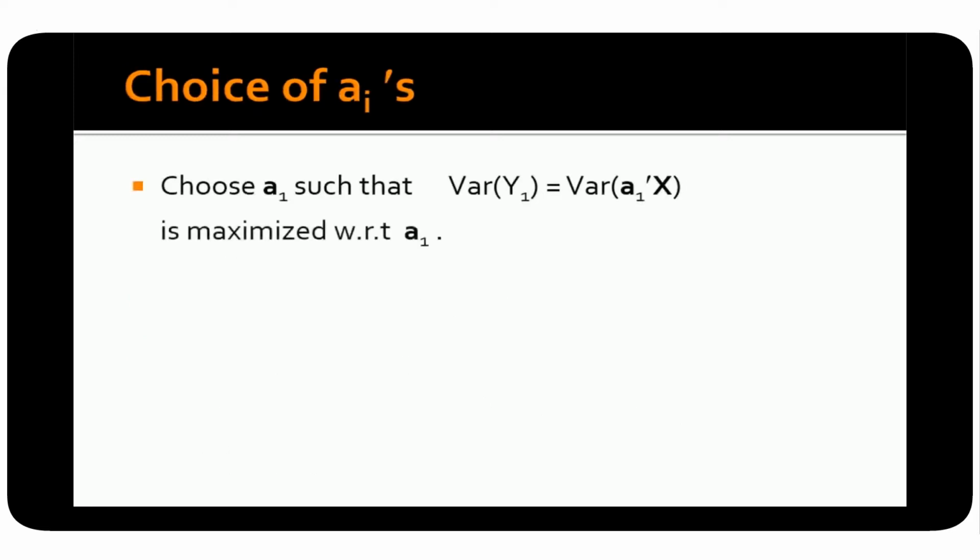The second condition that we will impose is on a 1, which is used for the first variable that we choose, y 1. So, a 1 is chosen such that the variance of y 1 is maximized with respect to a 1. So, the variance of a 1 prime x is maximum such that a 1 prime a 1 is equal to 1. That is the first thing. So, maximize the variance to choose a 1. Once a 1 is chosen, we get y 1, which is the first principal component.